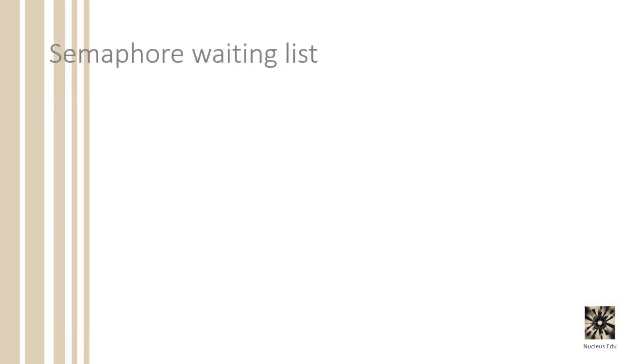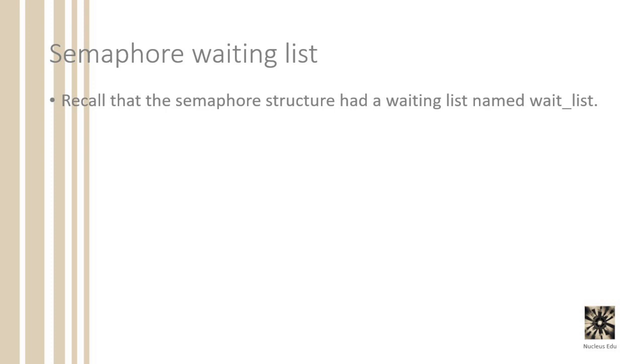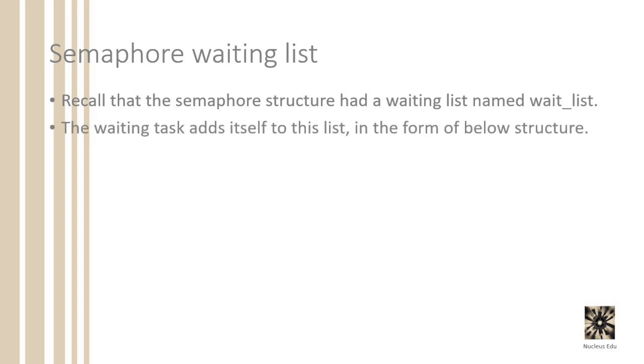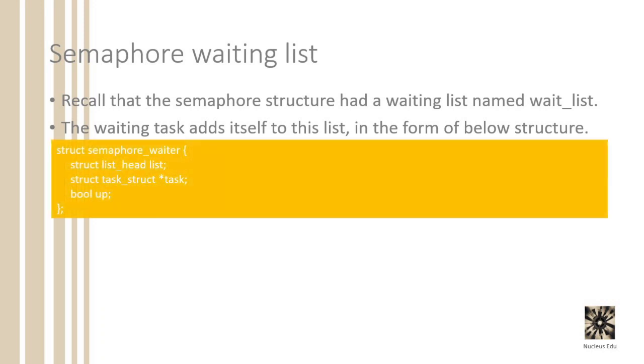Next, we're going to look into how this waiting list is manipulated, and to do this we have to look into a new structure. One thing to recall at this point is that this waiting list is the same one in the actual semaphore structure called wait_list, and the task which called down for a semaphore which wasn't available has to add itself to this list, and it does so in the form of a new structure which is called semaphore_waiter.